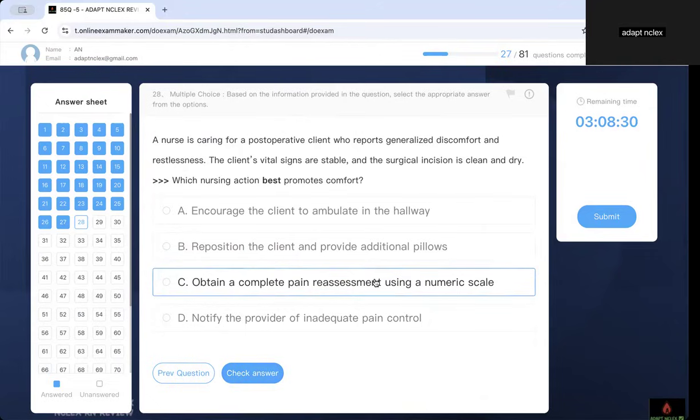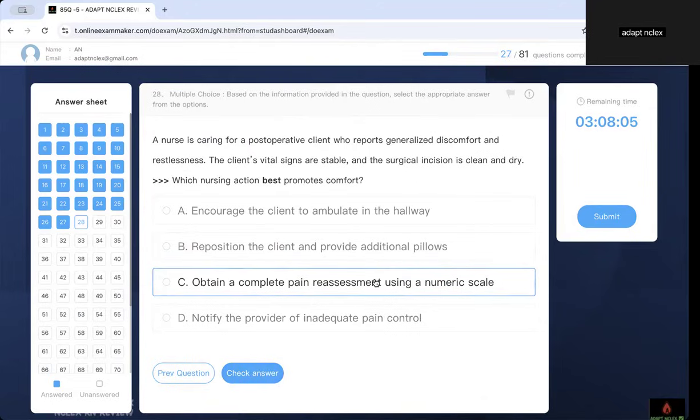And this is caring for a post-op client who reports what? Generalized discomfort and restlessness. The client's vitals are normal, stable. Surgical incision is clean and dry. Which nursing action best promotes comfort? Same thing, comfort, right? He just had surgery. His vitals are normal. He has generalized discomfort and restlessness. Does he need pain medication? You check the incision, it's fine.